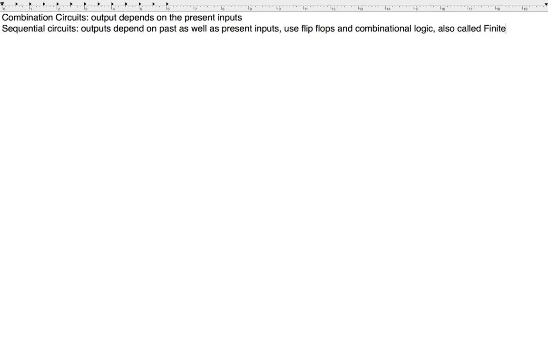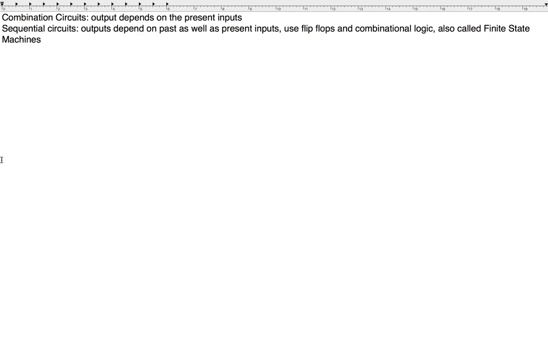Sequential circuits. Outputs depend on past as well as present inputs. And for those past and present inputs, you're going to use flip-flops and combinational logic. These are also called finite state machines.